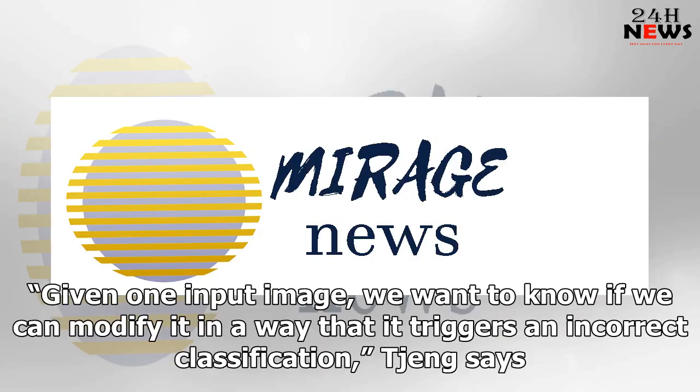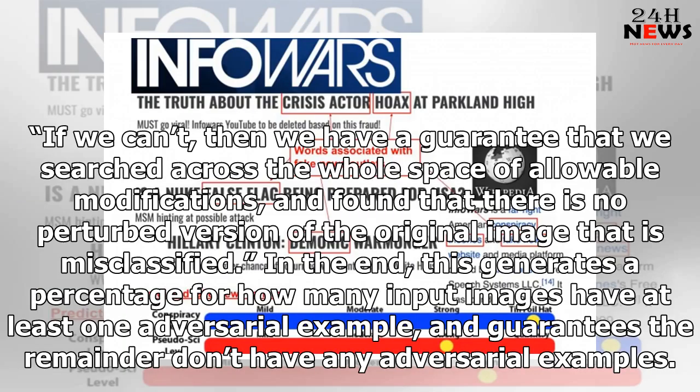Given one input image, we want to know if we can modify it in a way that it triggers an incorrect classification. Zheng says, if we can't, then we have a guarantee that we searched across the whole space of allowable modifications, and found that there is no perturbed version of the original image that is misclassified. In the end, this generates a percentage for how many input images have at least one adversarial example, and guarantees the remainder don't have any adversarial examples.